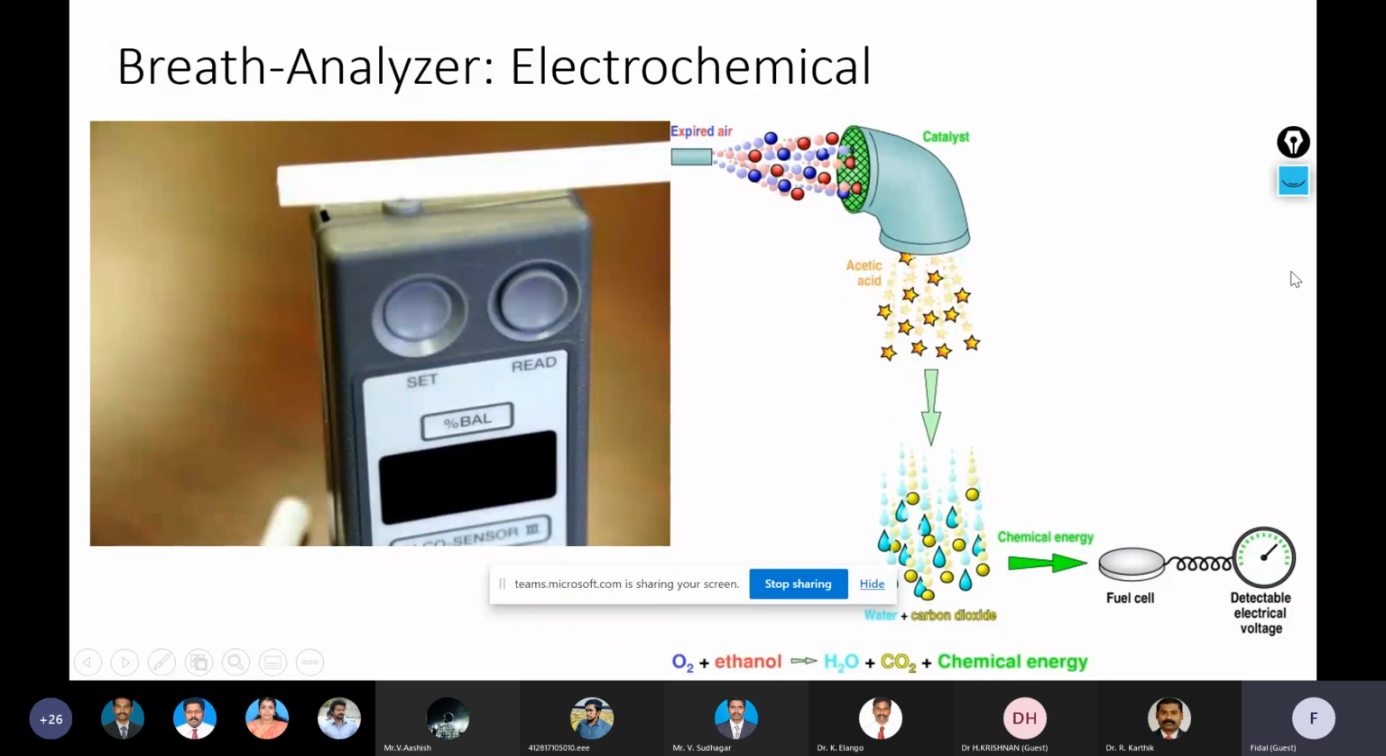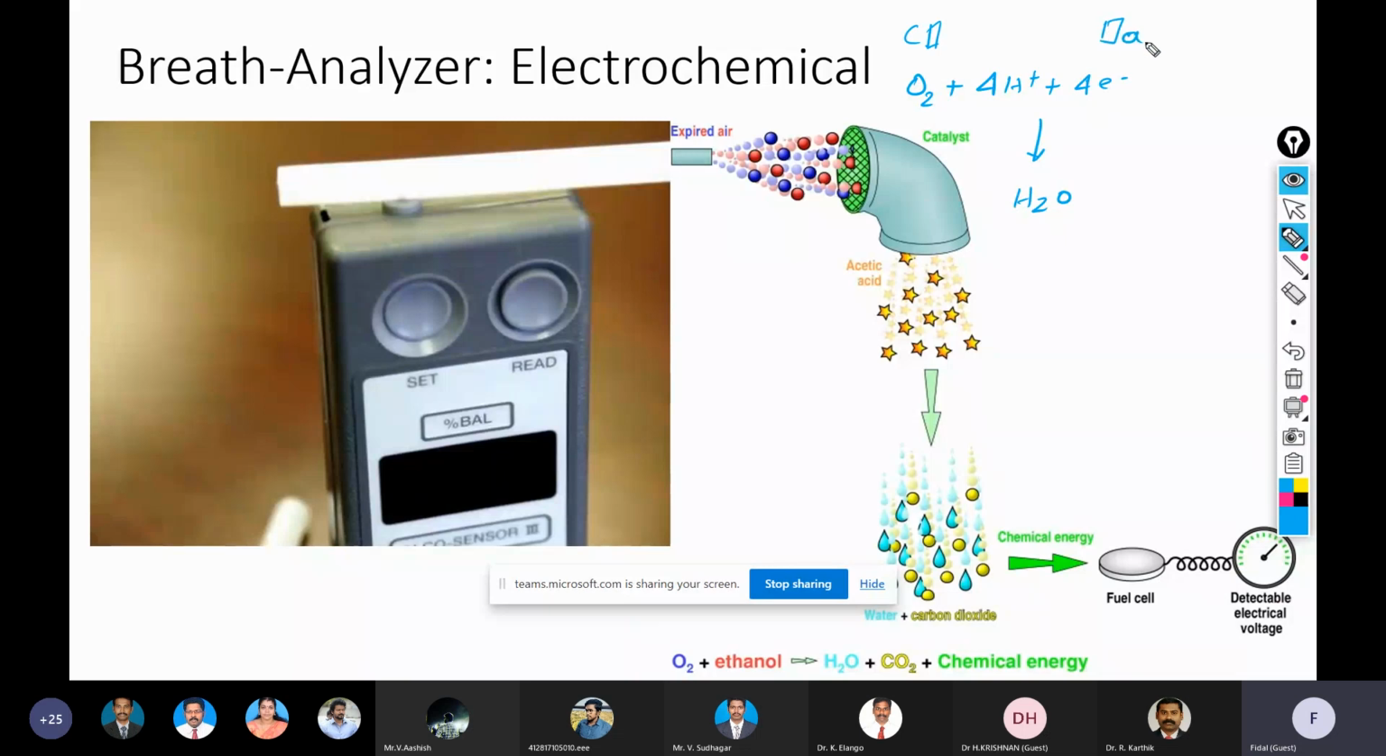So basically, the reaction that is happening over here is that oxygen reacts with hydrogen ions and 4 electrons to give water. Now, there are two components over here: a cathode and an anode. So this reaction happens at the cathode. Now, at the cathode, there will be a dip in the current, which is due to the 4 electrons that are taken during the conversion of ethanol to water.